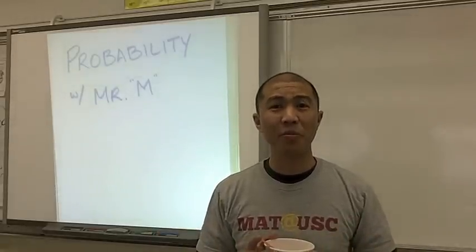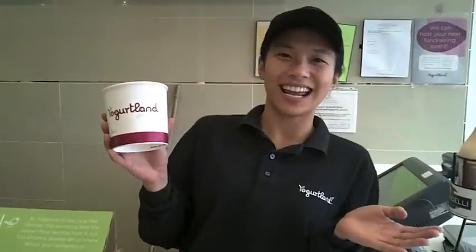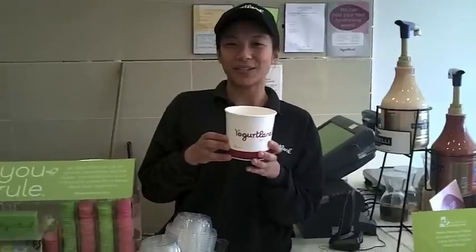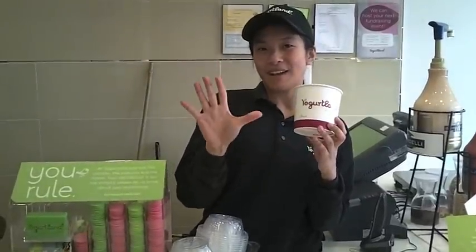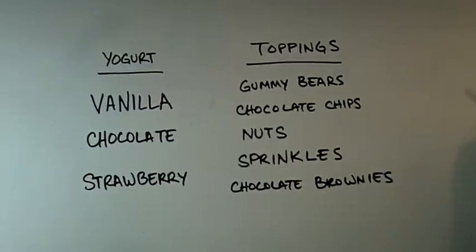So we're gonna try to do a fun problem. We're gonna have some yogurt at the yogurt shop and they have a special deal for us. Welcome to Yogurtland. You've won a special cup. Choose between 3 flavors and 5 toppings. You get 1 each. How cool!